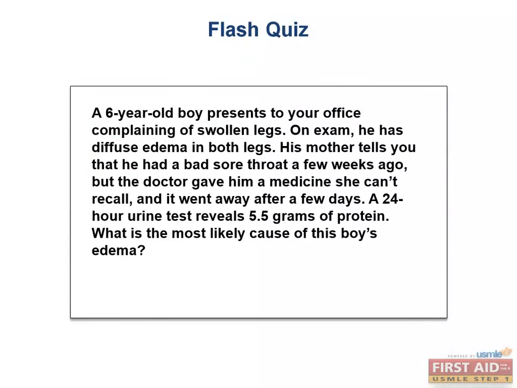A 6-year-old boy presents to your office complaining of swollen legs. On exam, he has diffuse edema in both legs. His mother tells you that he had a bad sore throat a few weeks ago. But the doctor gave him a medicine she can't recall, and it went away after a few days. A 24-hour urine test reveals 5.5 grams of protein in the urine. What is the most likely cause of this boy's edema?